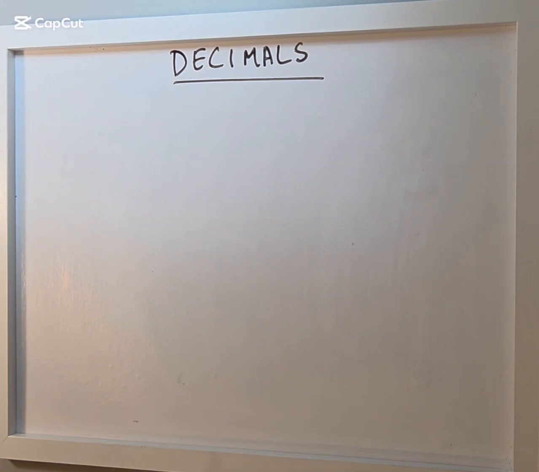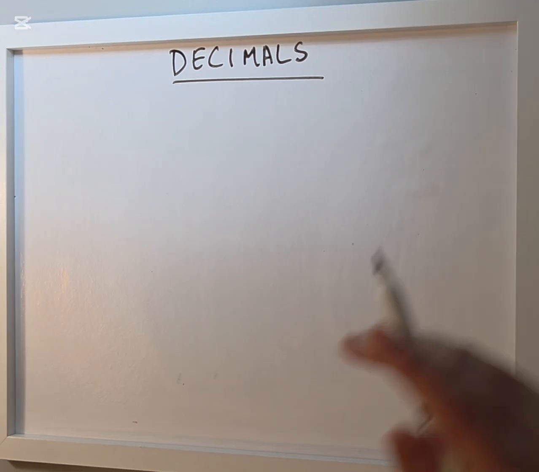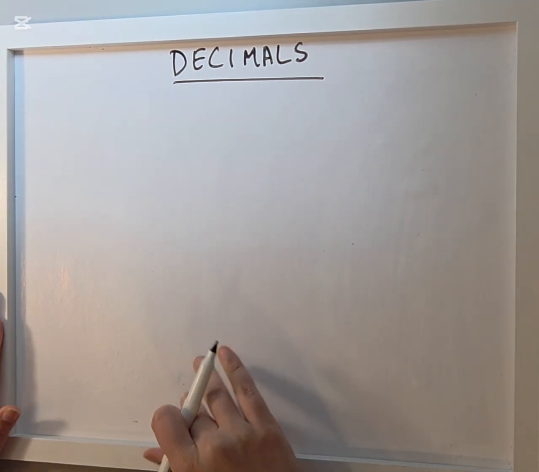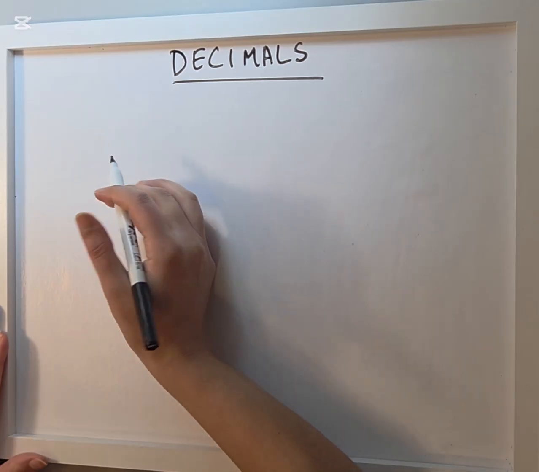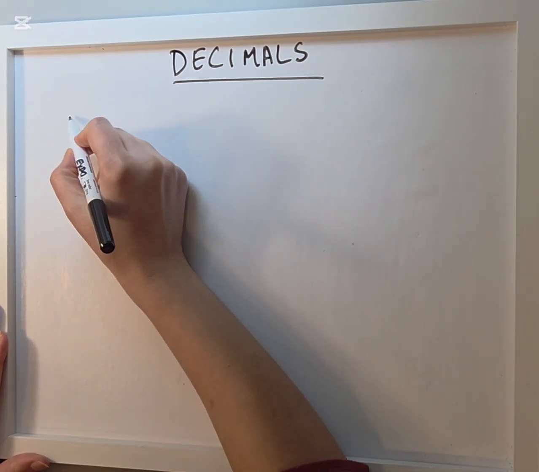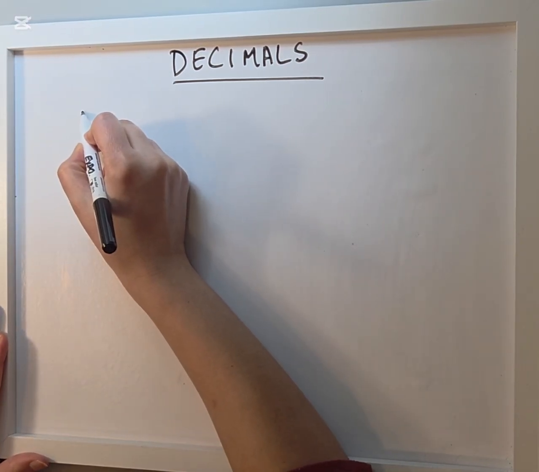Hi everyone. So today we'll be talking about decimals. What does it mean? What are the different positions in the decimals? Let's try to understand with the help of an example.